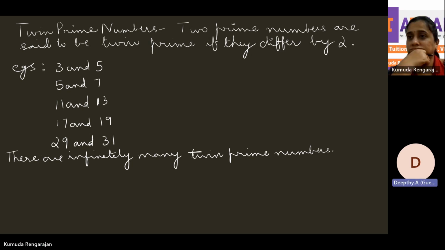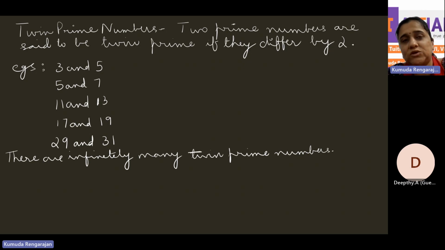Ma'am, I have a doubt. In twin primes, two prime numbers are said to be twin primes if the difference is 2. So they have to be prime numbers and they have to differ by 2, right? Yes. Co-prime numbers need not be prime numbers, but twin prime numbers have to be prime numbers. That's why the definition says two prime numbers are said to be twin prime, not any two numbers. Two prime numbers are said to be twin prime if they differ by 2.